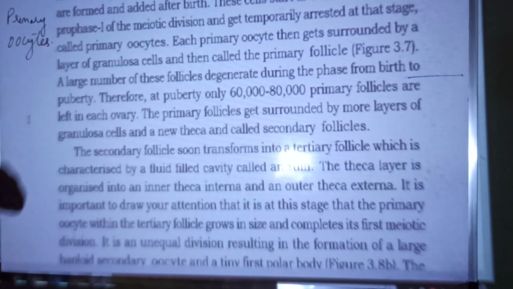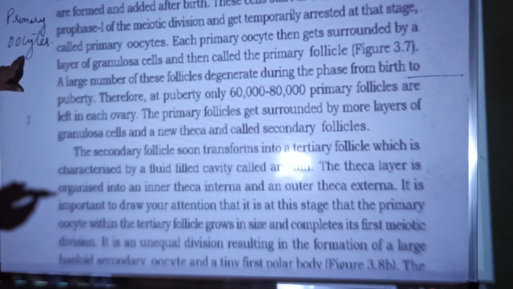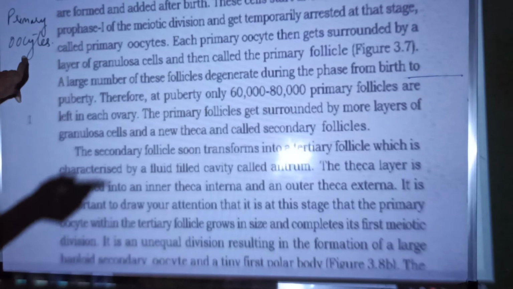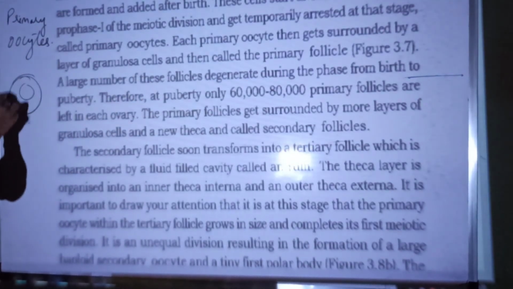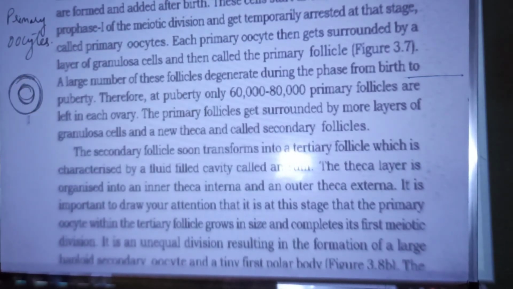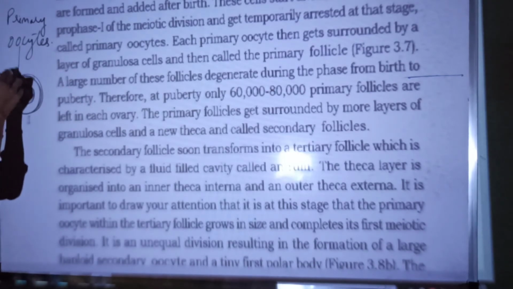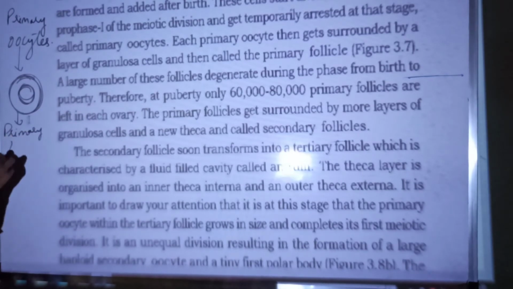Primary oocytes will go for the prophase stage. In that prophase, meiotic division will take place, and from primary oocytes, they will get surrounded by a layer of granulosa cells. When they get surrounded by granulosa cells, that primary oocyte is called a primary follicle.